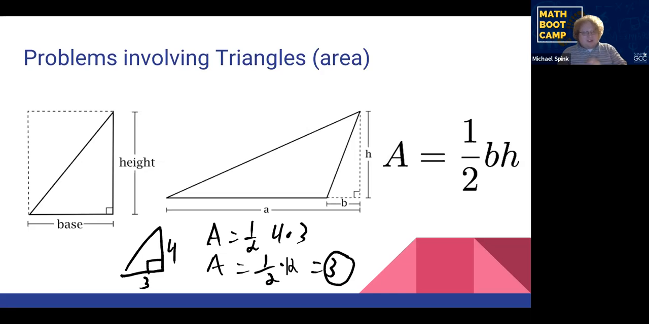On the bottom here, you'll see an example. We have a base of 3 and a height of 4. The area of this shape is 1/2 of 4 times 3. 4 times 3 is 12, and half of 12 is 6 units squared.